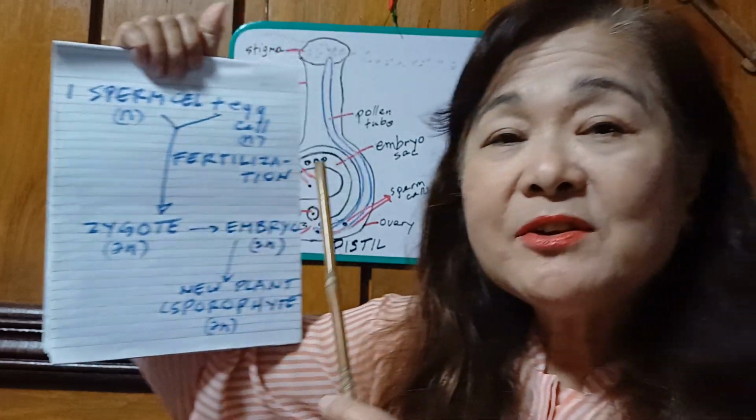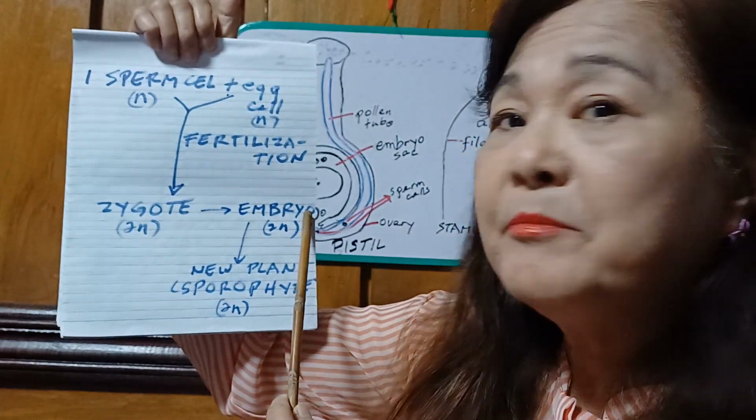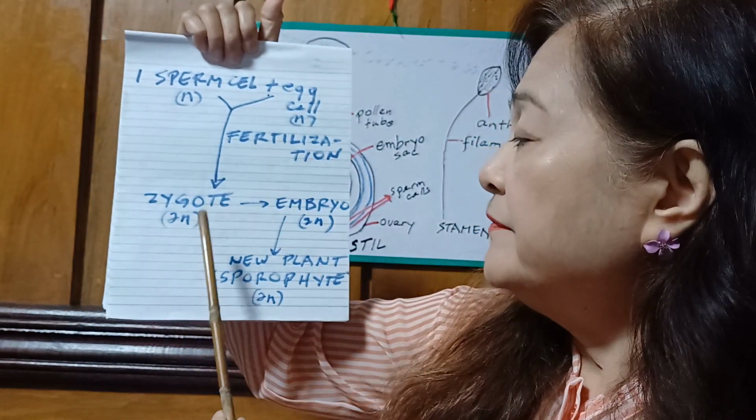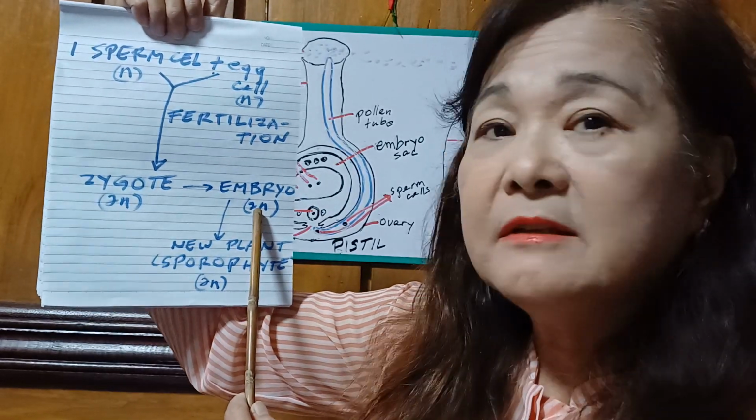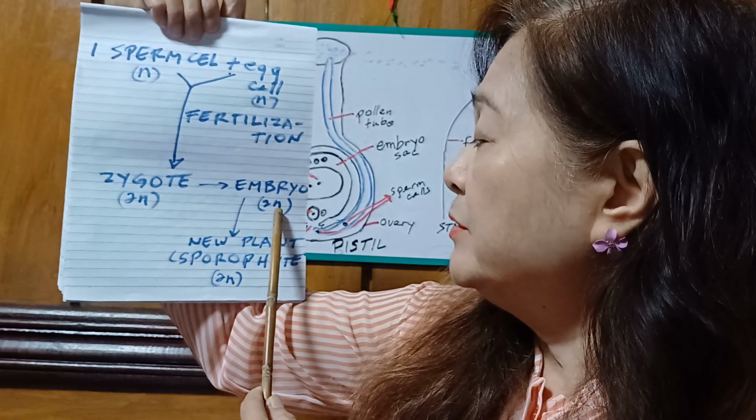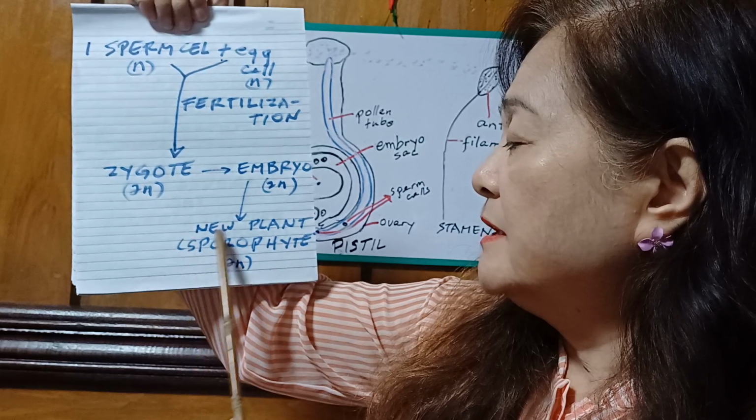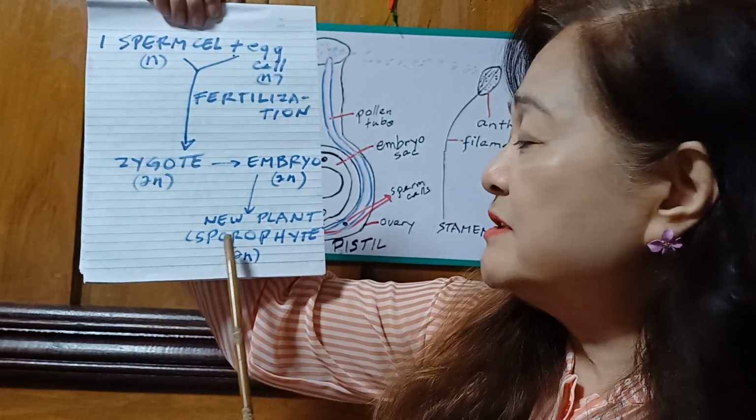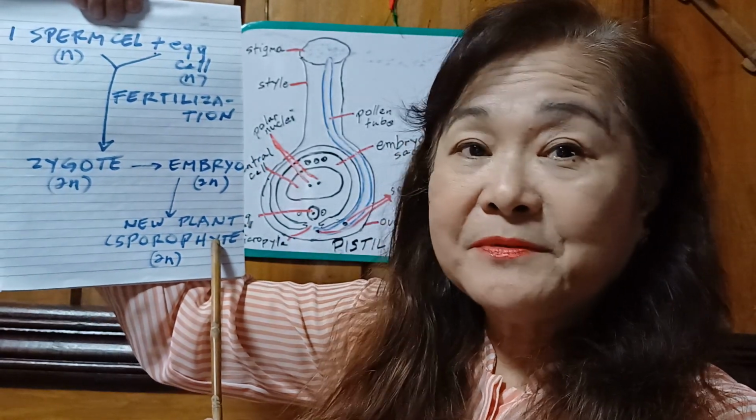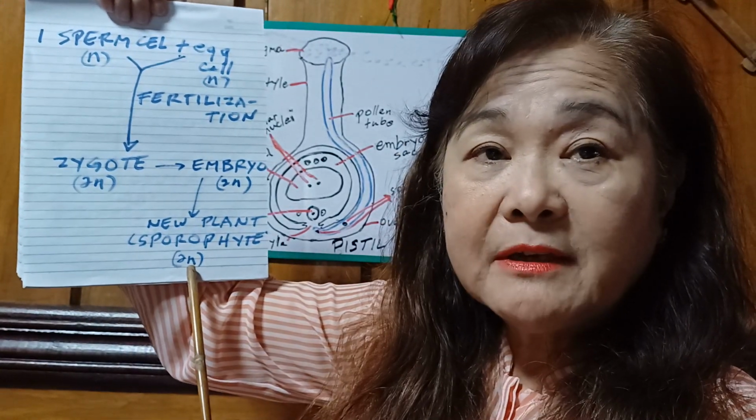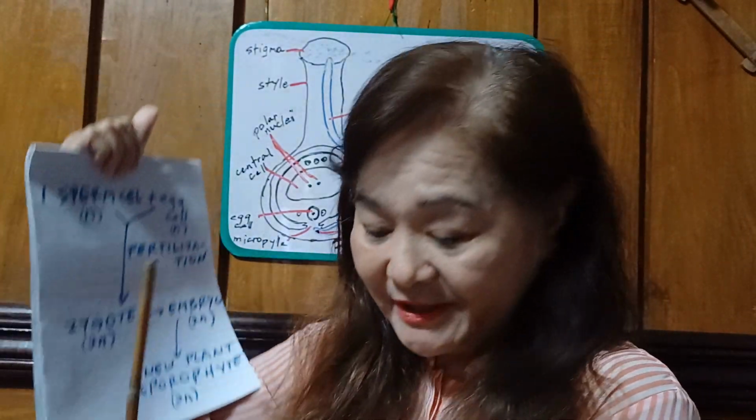And with a series of mitotic cell divisions and development, this will produce the embryo. So if it came from a diploid structure, all the cells in the resulting embryo will also be diploid or 2N. And then with further development and mitosis, this will form a new plant, which in botany we call the sporophyte generation, which must be diploid, unless it also produces again the egg cells and the sperm cells, which are haploid.